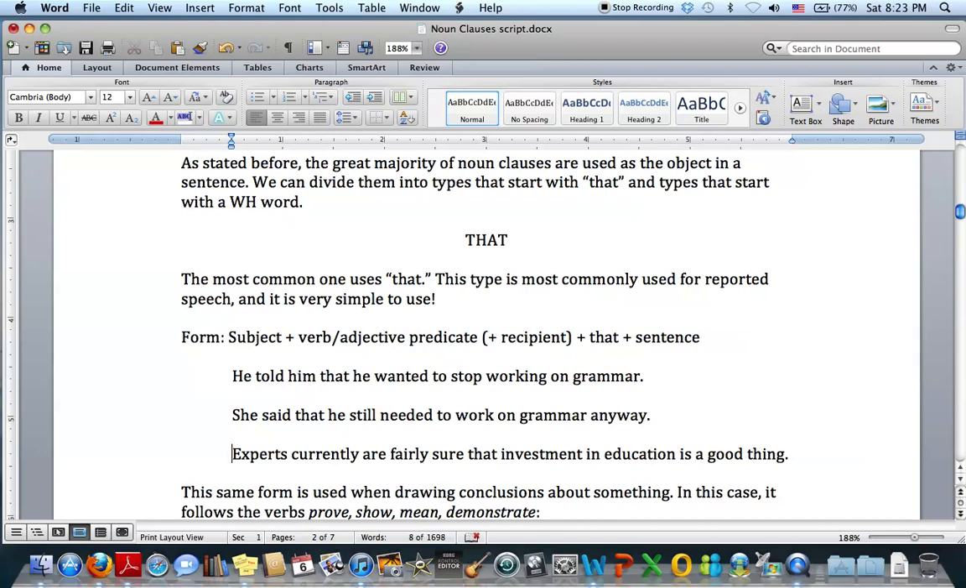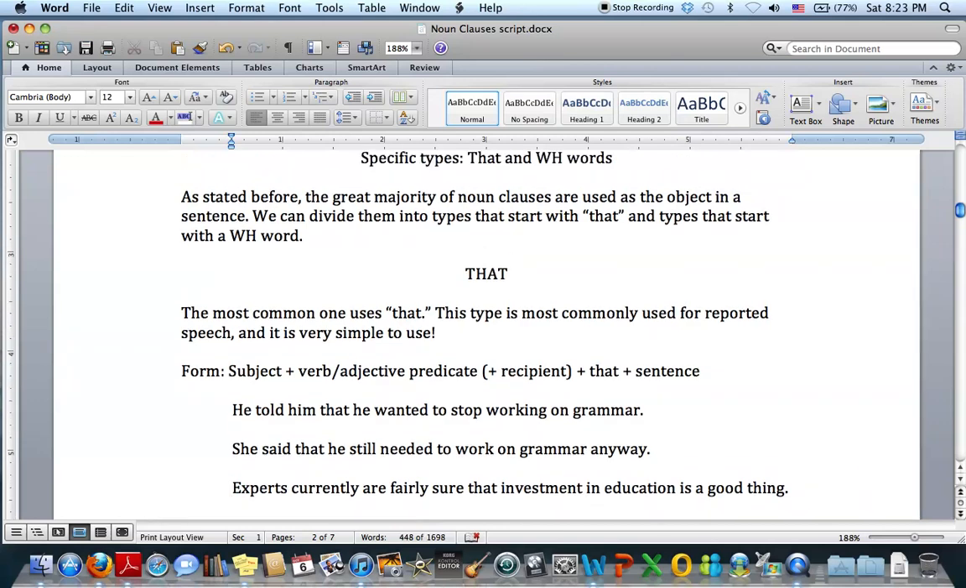Next up, experts currently are fairly sure that, whoa, hold up, something's different here, right? Something is definitely different. Okay, I see a subject, right? Experts, great. Currently, so we have a little adverb that we've tossed in there to change things up. Okay, we can do that, not a problem. Are fairly sure. Well, here's our verb, but then we get this fairly sure, and then we get that. That's what we were talking about before. This is an adjective predicate.